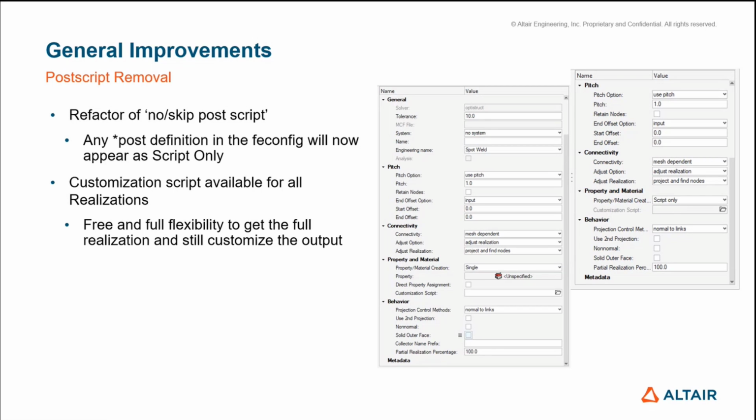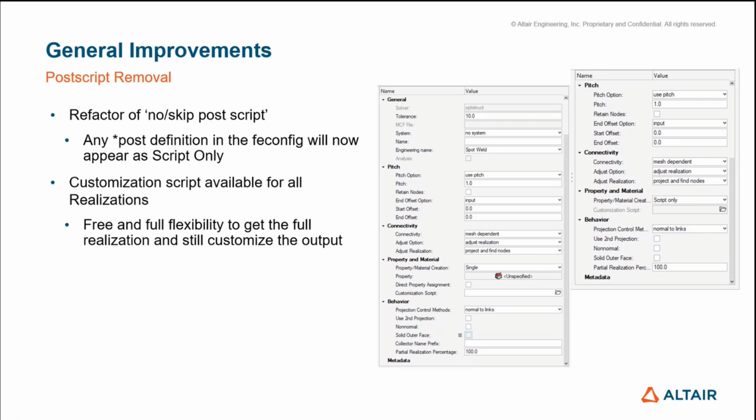If you have historically set up your connectors with the PostScript described in the FE config, it will just appear as script only, and there should be absolutely no difference to your realization. So from a carryover perspective, that should remain as it currently stands. Moving forward, however, you can describe now a customization script, as you can see here, in any of our realizations that will allow you to then run a script at the end of the realization of the connector.